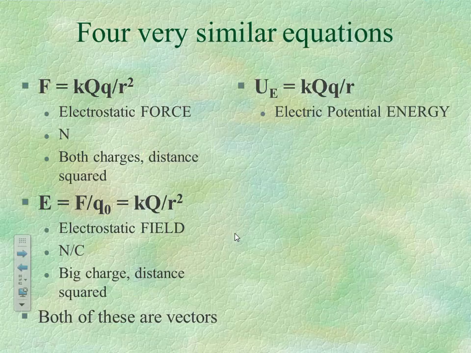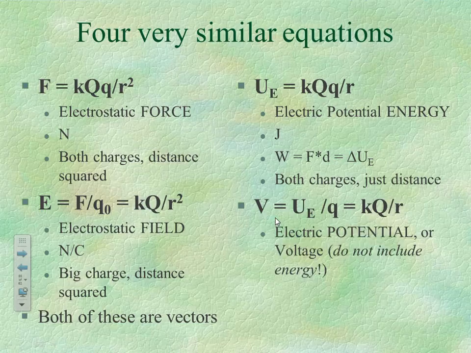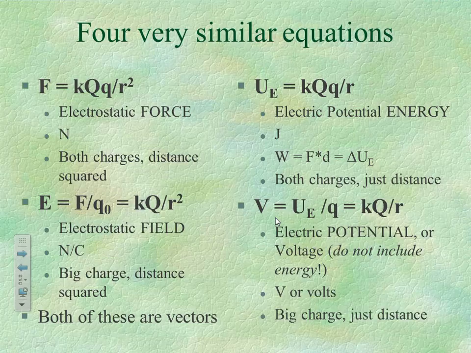Now, for electrical potential energy, it's joules. As we said, all we're doing is taking the force, multiplying by a distance, in a particular direction. But we get this, so that's why one of the r's is canceled out. So both charges, but it's just distance, not distance squared. And then this is voltage, or electrical potential. We only care about the big charge. It's going to be in volts, and it's just the distance. And these guys are both scalars.